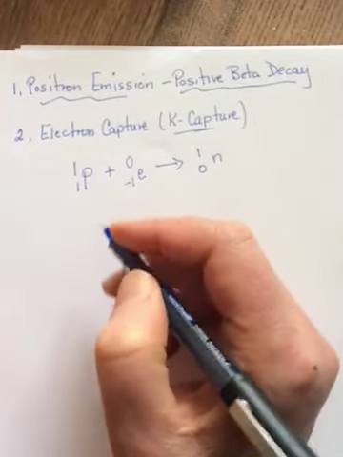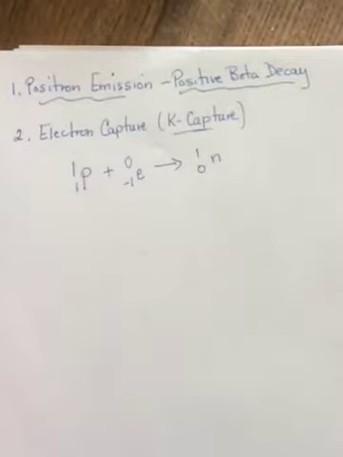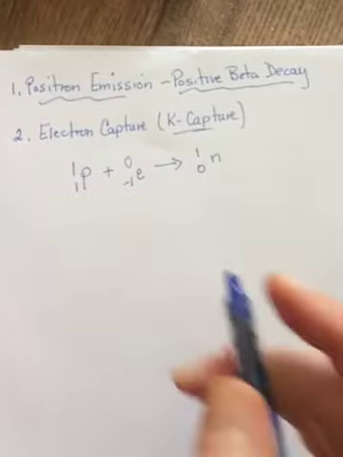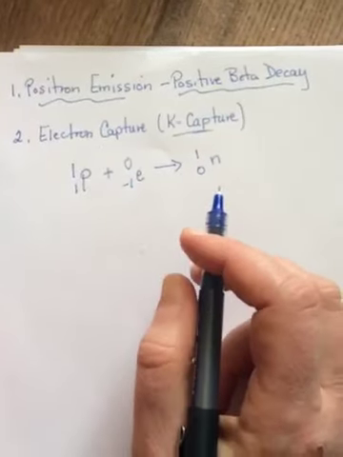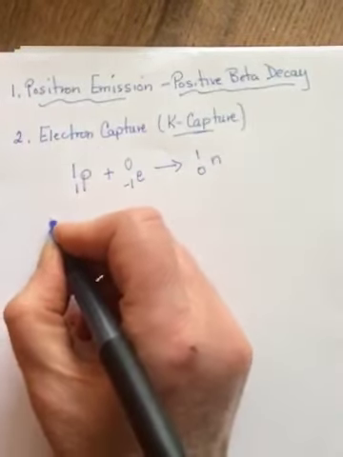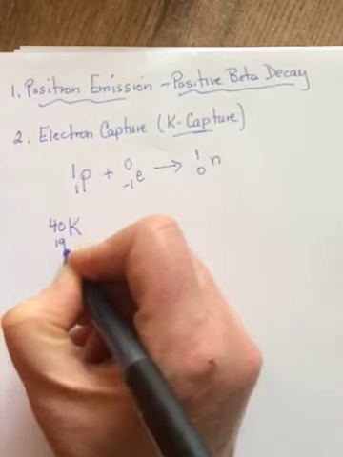Okay? Now, when this happens, the nucleus is in a high state of energy. It's like really excited. It's just pulled in an electron. Like, this is a major coup. And so usually after an electron capture, a gamma ray is given off. So an example of this would be potassium 40. Okay?